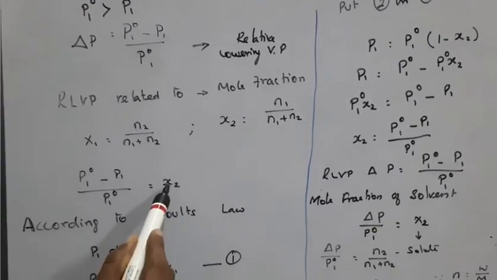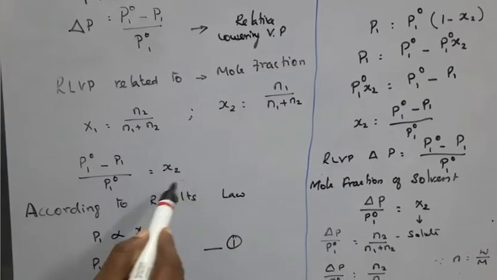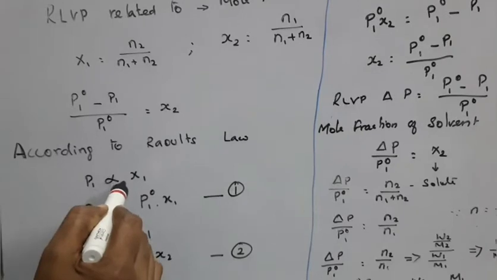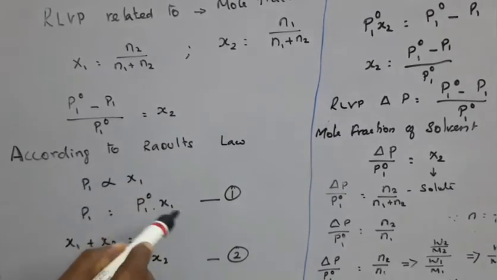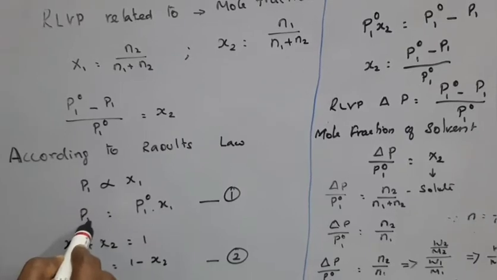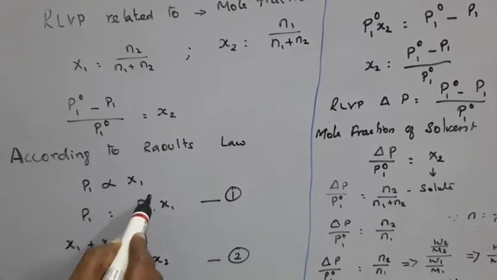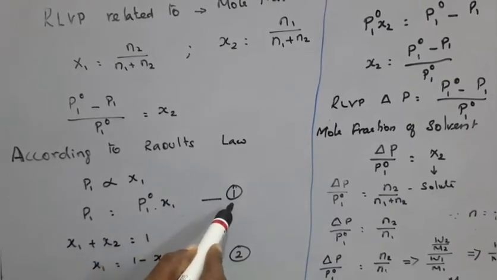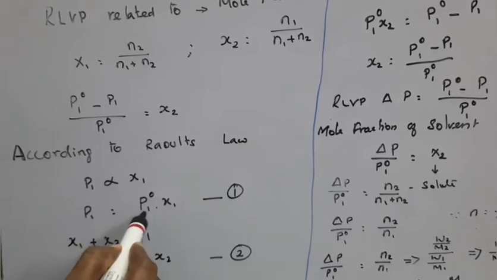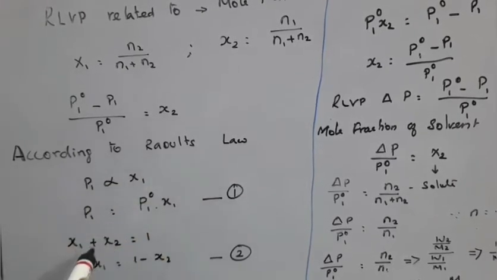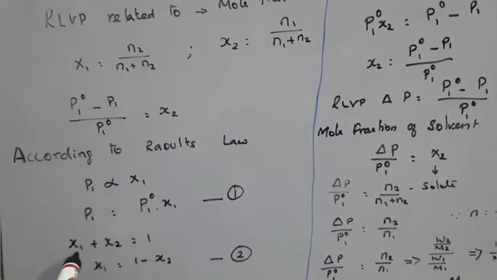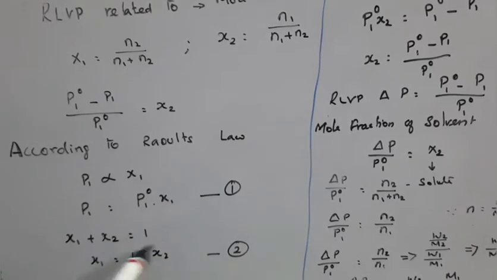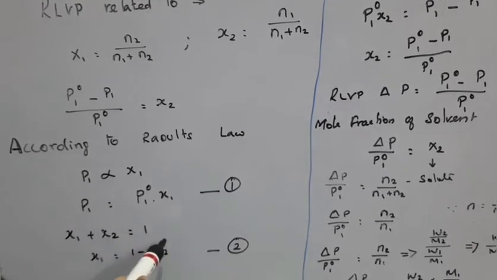This can be explained by Raoult's law. So what is Raoult's law? The partial pressure of the solution is directly proportional to the mole fraction of the solvent. So P1, the pressure of the solution, equals P01 into x1, the mole fraction of the solvent. This is equation 1. For a binary solution, the sum of the mole fractions x1 plus x2 equals 1, so x1 equals 1 minus x2.